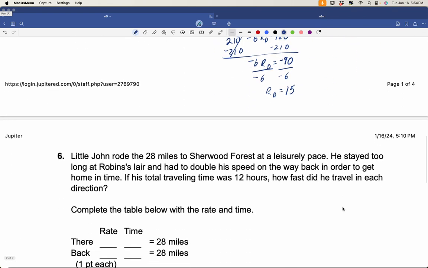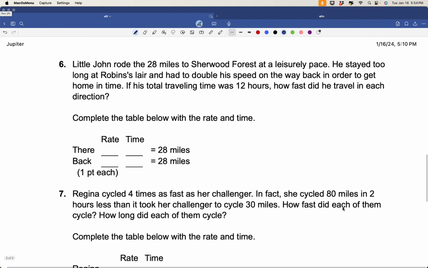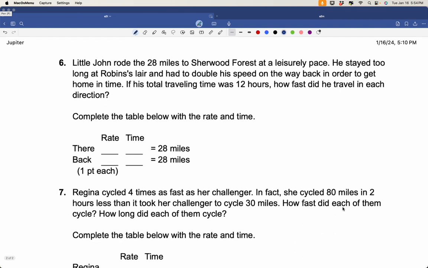All right, let's look at number 6. Little John rode the 28 miles to Sherwood Forest at a leisurely pace. He stayed too long at Robin's lair and had to double his speed on the way back in order to get home in time. If his total traveling time was 12 hours, how fast did he travel in each direction?